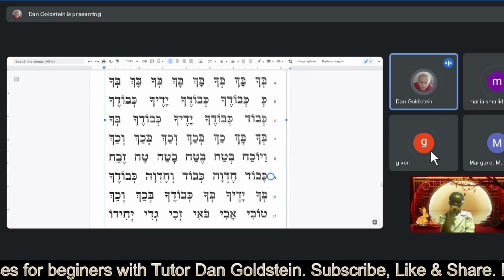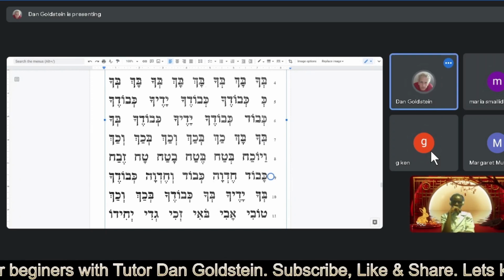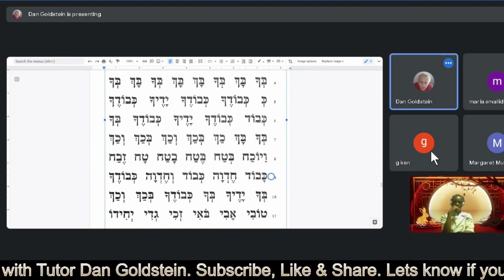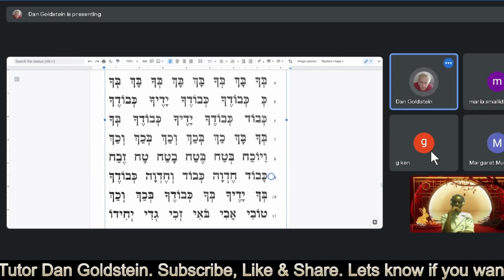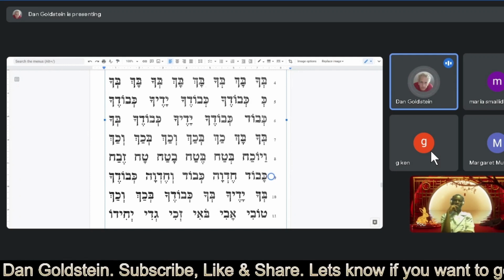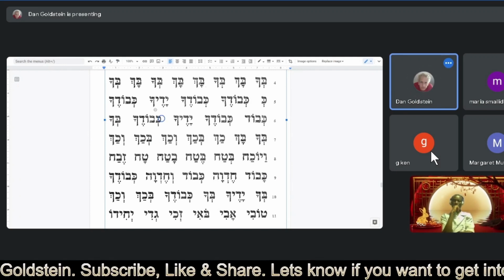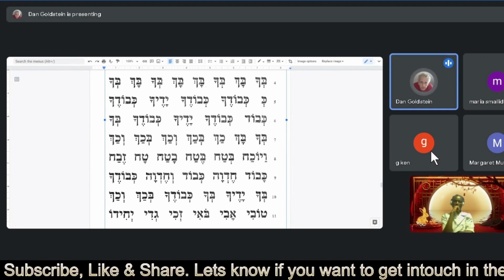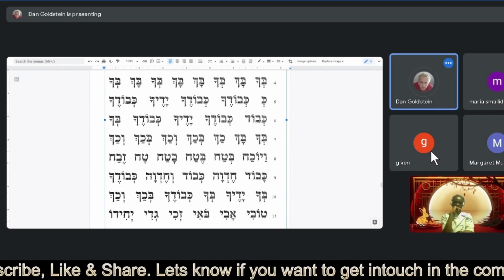Okay, I think it would be helpful if we moved on right now. I wanted to share a little bit of an advanced concept dealing with the Shoresh.